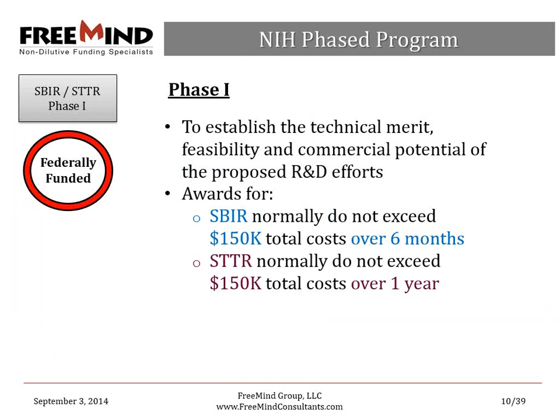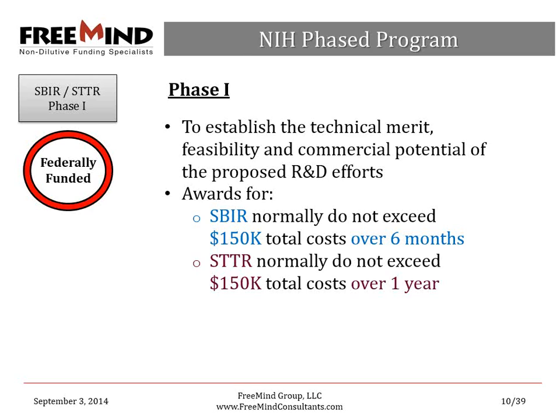The SBIR and STTR programs are available from many government agencies, including the NIH, NSF, DOD, etc. However, today we'll be focusing mostly on the NIH, and we'll also touch a bit on the NSF. The NIH SBIR and STTR programs are structured in 3 phases. The objective of Phase 1 is to establish the technical merit, feasibility, and commercial potential of the proposed R&D efforts, and to determine the quality of performance of the small business awardee prior to providing further federal support in Phase 2.